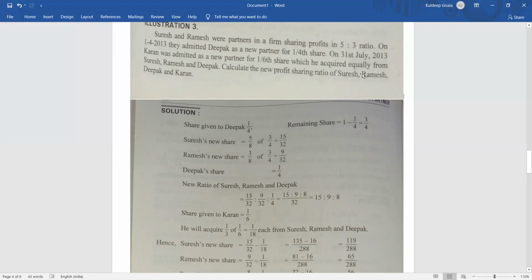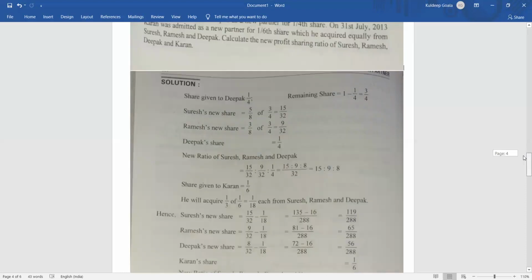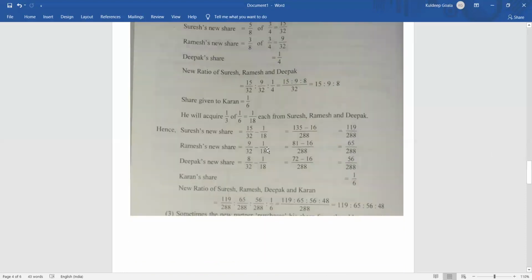They are giving him 1/6 share, which he acquired equally from Suresh, Ramesh and Deepak, right? He is taking equally from the 3 partners, so 1:1:1 they are giving. That means Suresh is giving 1/3, Ramesh is giving 1/3 and Deepak is giving 1/3. Of what? Of 1/6. So let's find out their sacrifice first, because it is told that they are giving. How much is Suresh going to give? Here they have given it at once. You can do it separately, individually, for all the partners. They are going to give 1/3 in all the cases.